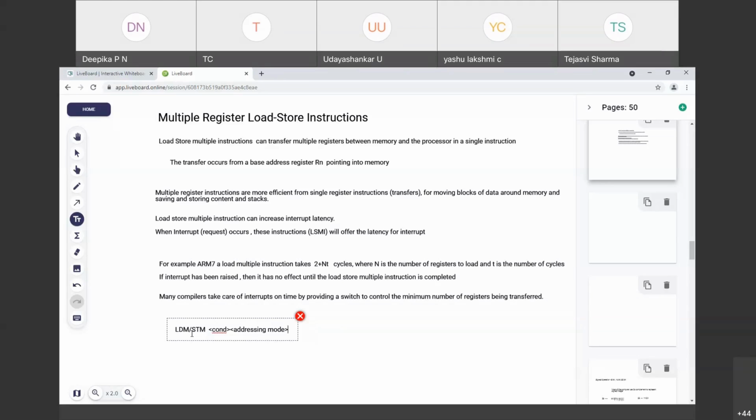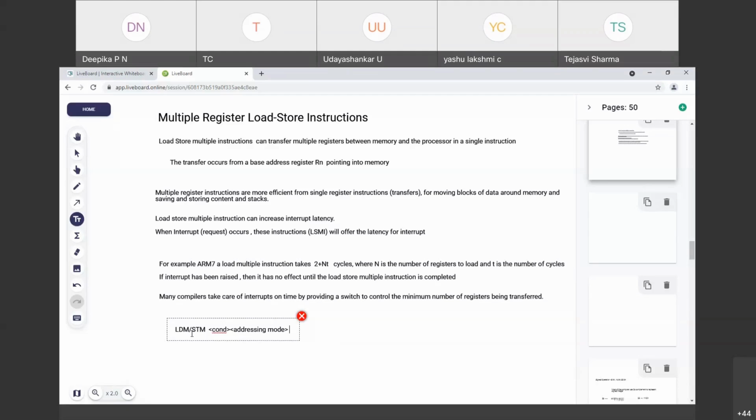An instruction name can become like this: load multiple increment after, LDMIA; store multiple increment after, STMIA; load multiple decrement after, LDMDA; and store multiple decrement after or decrement before. Likewise, you can name the instruction by providing the addressing mode accordingly.